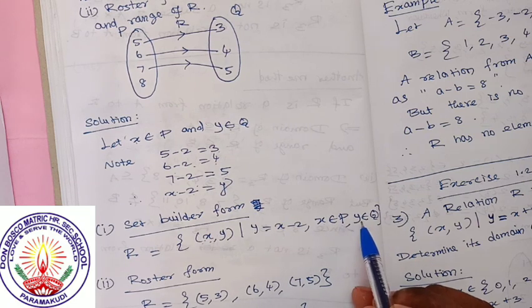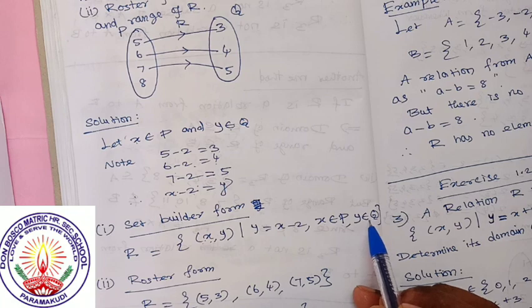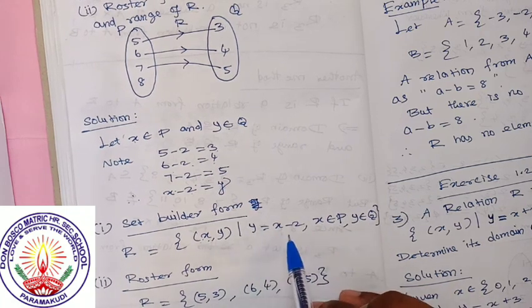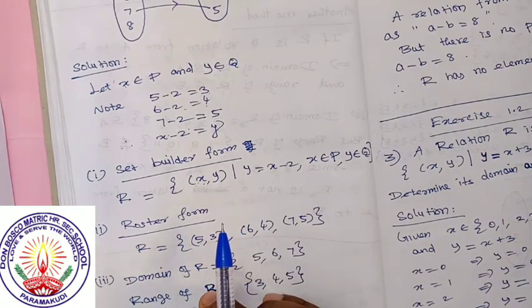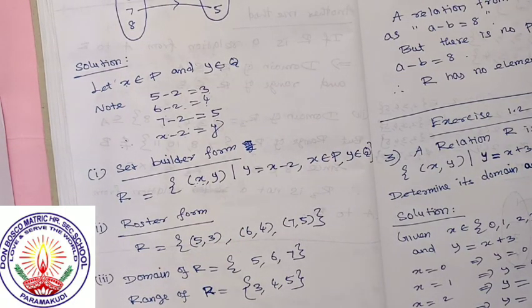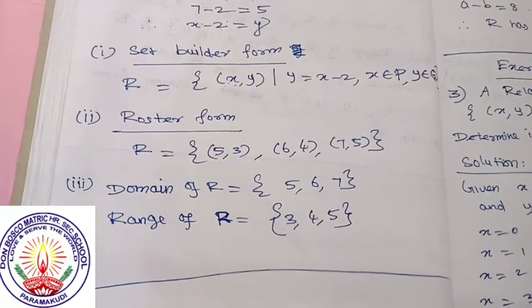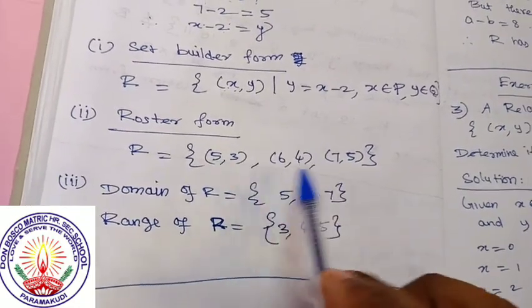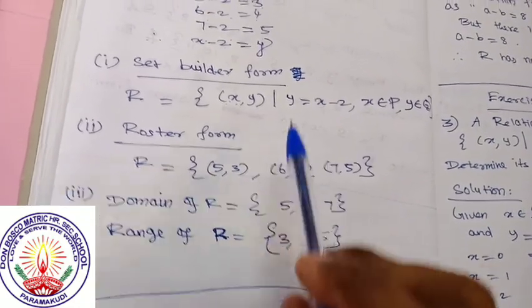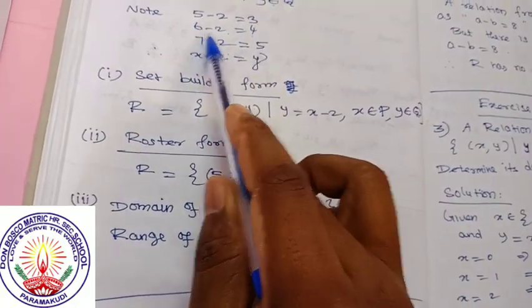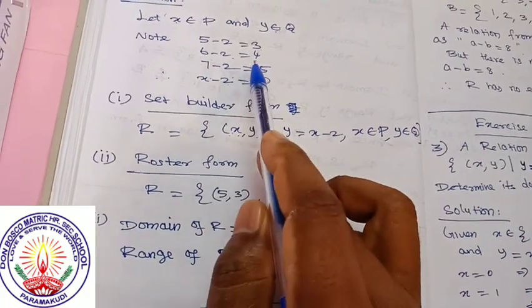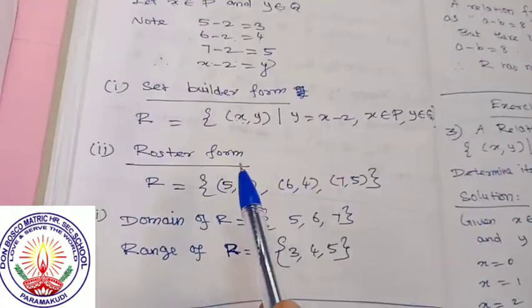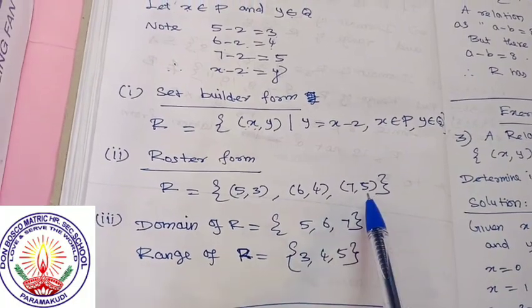x belongs to P and y belongs to Q should satisfy the equation y is equal to x minus 2. Next one, roster form. We have to write the ordered pairs as a set. So what are the ordered pairs? 5, 3, 6, 4, 7, 5 are the ordered pairs. Therefore, the roster form is 5, 3, 6, 4 and 7, 5.